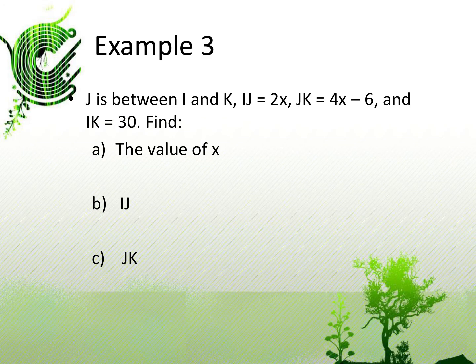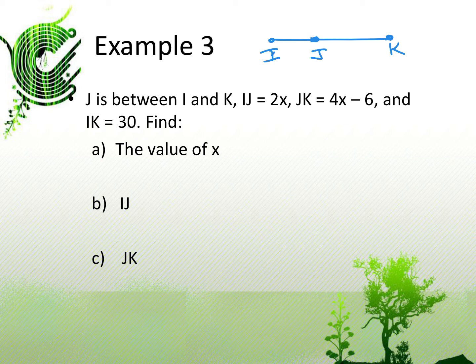Okay, so example 3. It says J is between I and K. So I'm going to notice there's no picture. So I'm going to draw myself a picture. I'm going to draw the segment. I have I and K, and I'm going to put J somewhere in between. Doesn't have to be in the middle. And then I'm also going to label what they gave to me.